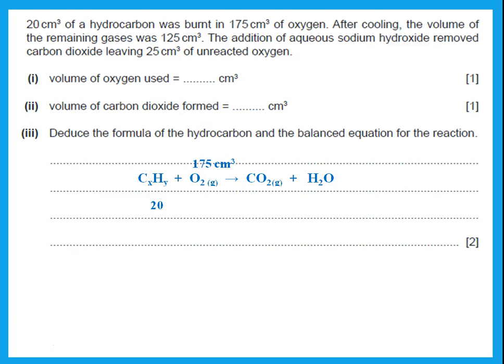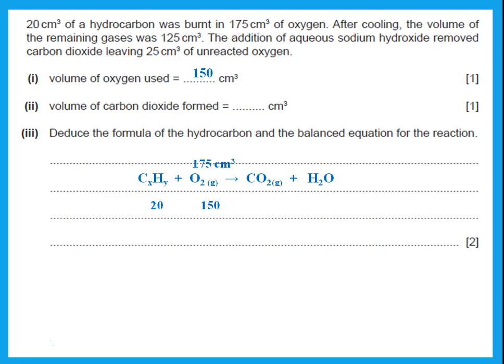So the remaining gases would be the carbon dioxide that was formed and the rest of the oxygen that is unreacted. So he says the carbon dioxide formed and the rest of the oxygen that is unreacted is 125. The addition of sodium hydroxide removed the carbon dioxide from this 125 and left 25 centimeter cubed of unreacted oxygen. So if I'm left with 25 centimeter cubed of unreacted oxygen, how much actually reacted? I put in 175, 25 remained, so I used up 150, so the volume of oxygen used was 150 centimeter cubed.